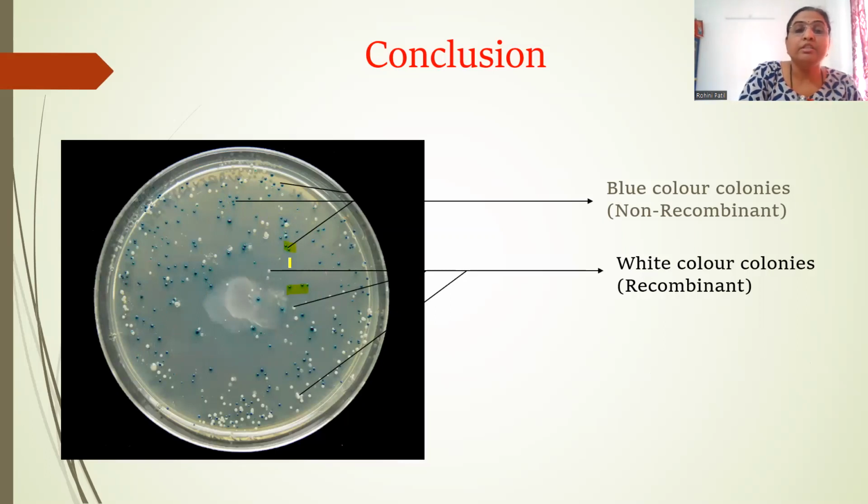Okay, the blue colored colonies that you are observing, all of them are non-recombinant. And what can you say about the white colonies now? You have cloned the gene. Okay, you have cloned the gene into pUC18 in the lacZ gene. So as you have cloned into the lacZ gene and it has been disturbed, do you think that the alpha peptide is going to be a functional one? No, it is not functional.